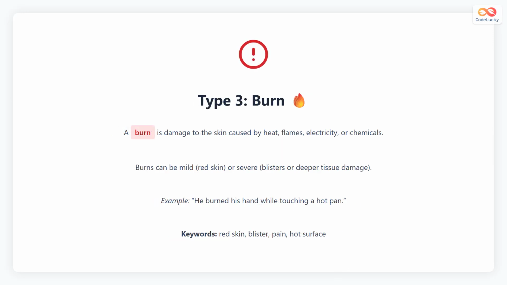A burn is damage to the skin caused by heat, flames, electricity, or chemicals. Burns can be mild or severe. A minor burn makes the skin red, while a severe burn may cause blisters or deeper tissue damage. Always cool the burned area with clean water and keep it covered. For example, he burned his hand while touching a hot pan. Remember words like red skin, blister, and hot surface.